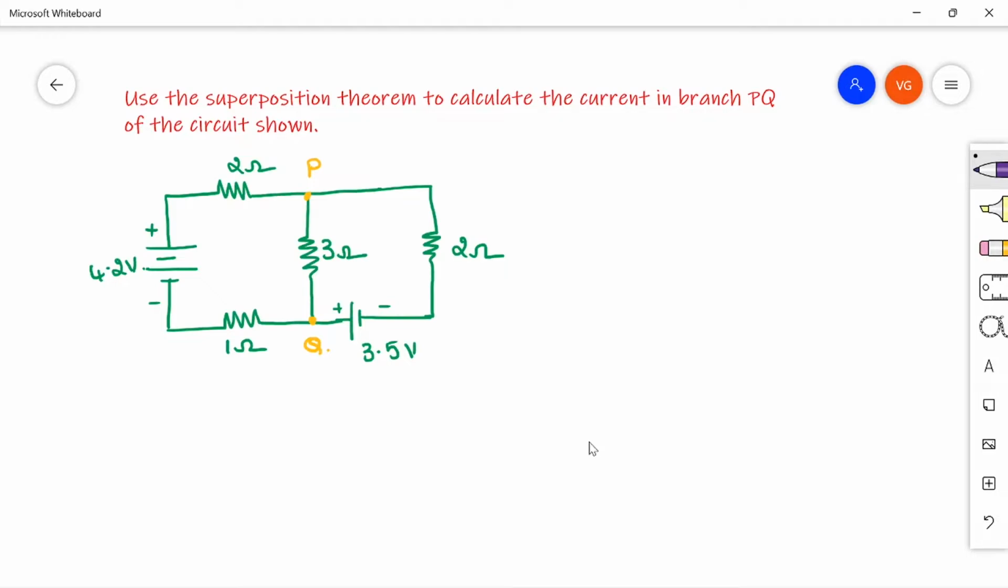The first problem is: use the superposition theorem to calculate the current in branch PQ of the circuit shown. Let us see the solution. Follow the solution carefully here.